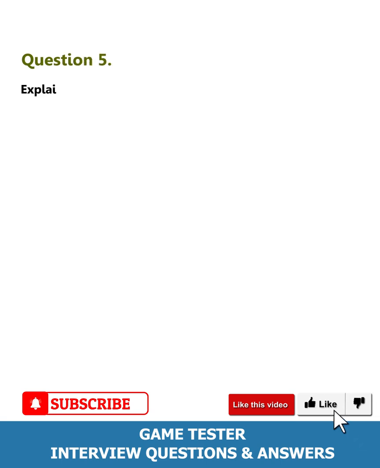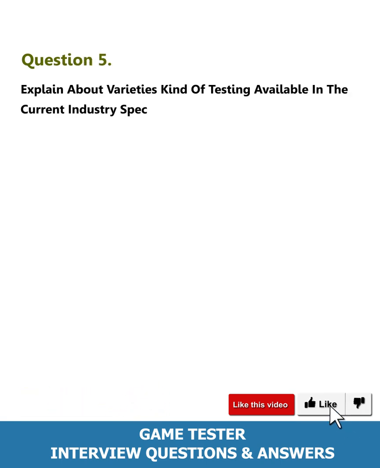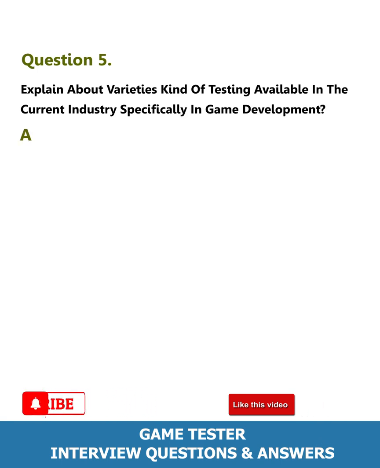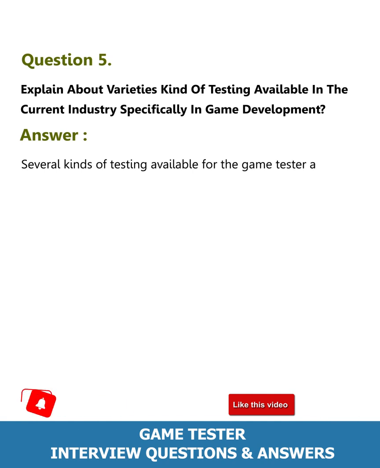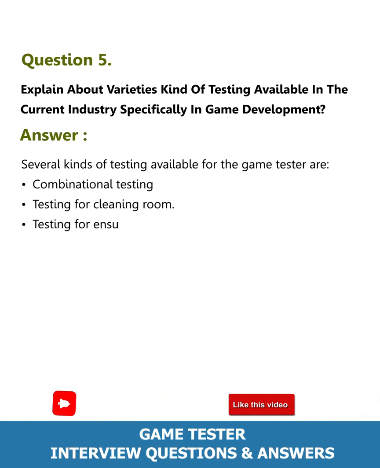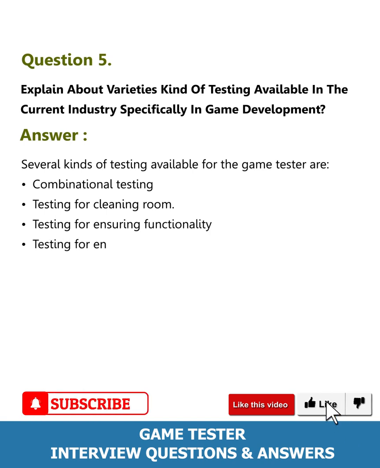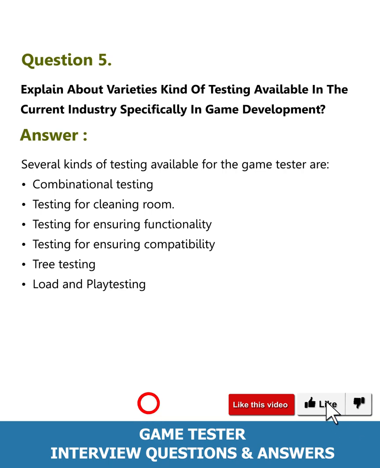Question 5. Explain the varieties of testing available in the current industry, specifically in game development. Answer. Several kinds of testing are available for the game tester: combinatorial testing, clean room testing, testing for ensuring functionality, testing for ensuring compatibility, tree testing, load and play testing.